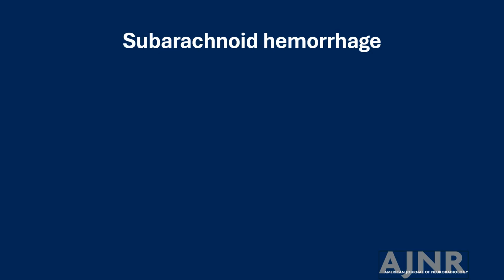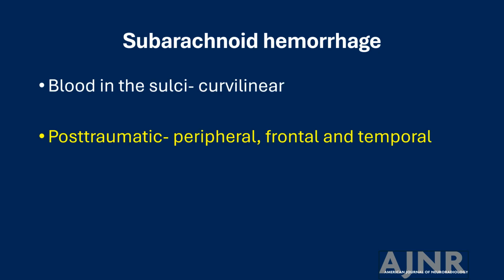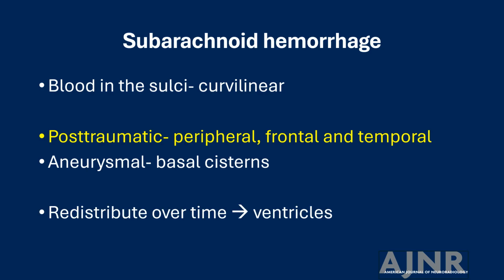Subarachnoid hemorrhages are blood in the sulci and will have a curvilinear appearance. The post-traumatic subarachnoid hemorrhages are going to be peripheral and have a frontal and temporal predominance, whereas aneurysmal subarachnoid hemorrhages will be more central in the basal cisterns. They will also redistribute over time and end up as dependent blood products in the ventricles.